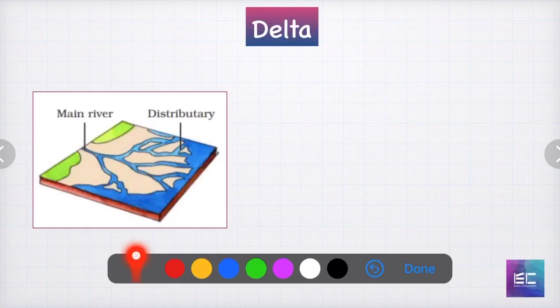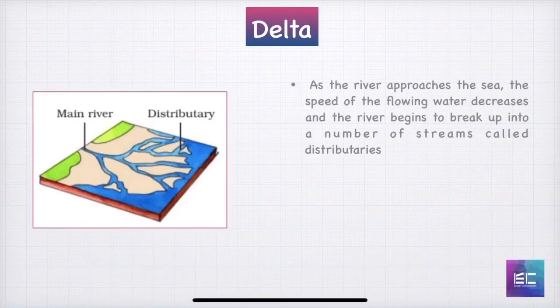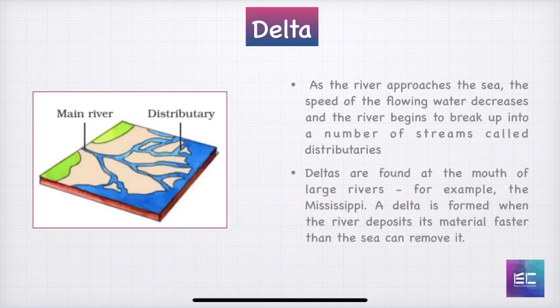So what happens next is the river keeps on depositing material, sand and sediments, and the sea keeps on removing it. But a time comes when the river starts depositing more sediments than the sea can remove, and this leads to the formation of a delta. Deltas are found at the mouth of large rivers, for example the river Mississippi, and they are formed when the river deposits its material faster than the sea can remove it.